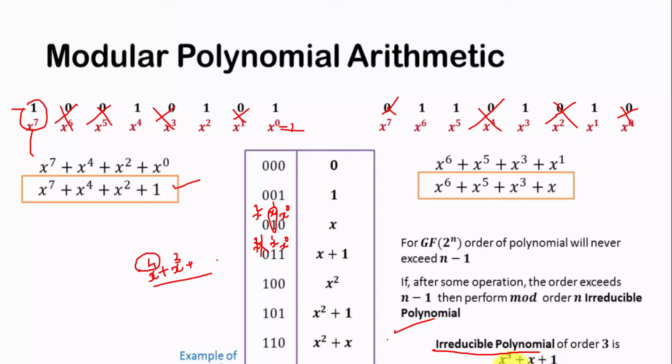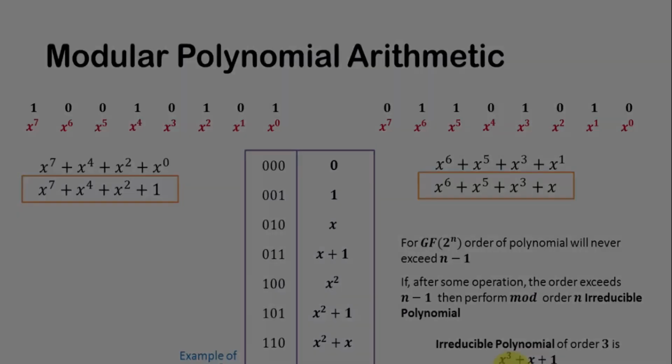How can we get an irreducible polynomial? That irreducible polynomial should have the degree of this field. Here it is 3, so we can get a polynomial with degree 3. Here is one example of such an irreducible polynomial, that is x cube plus x plus 1. Here the degree of this polynomial is 3, which is equivalent to the order of our Galois field. So this is the polynomial conversion corresponding to a binary number.